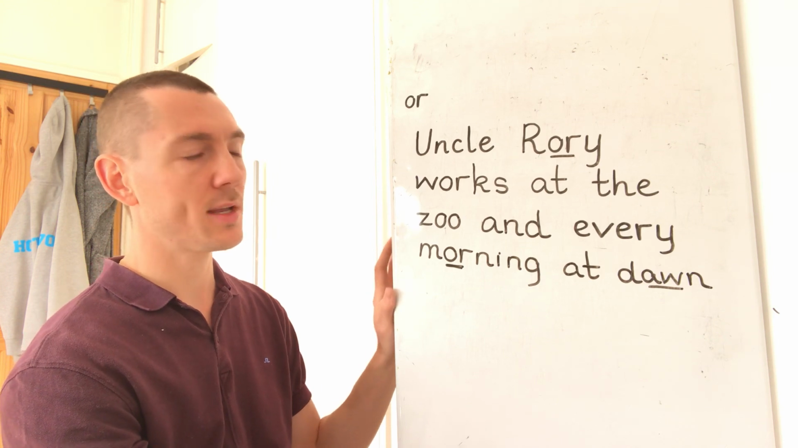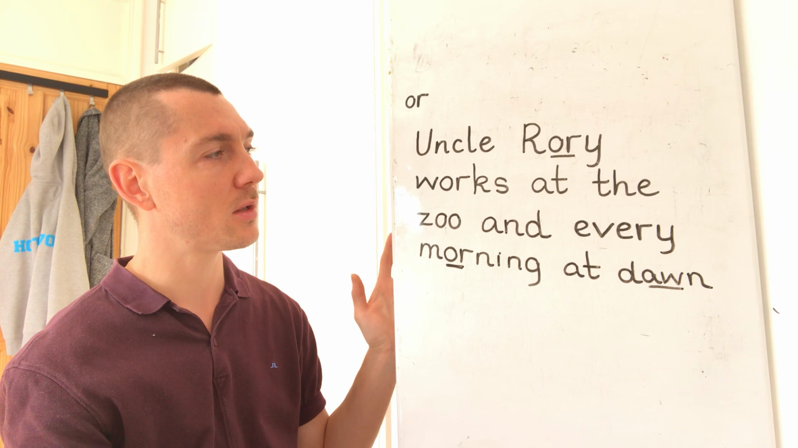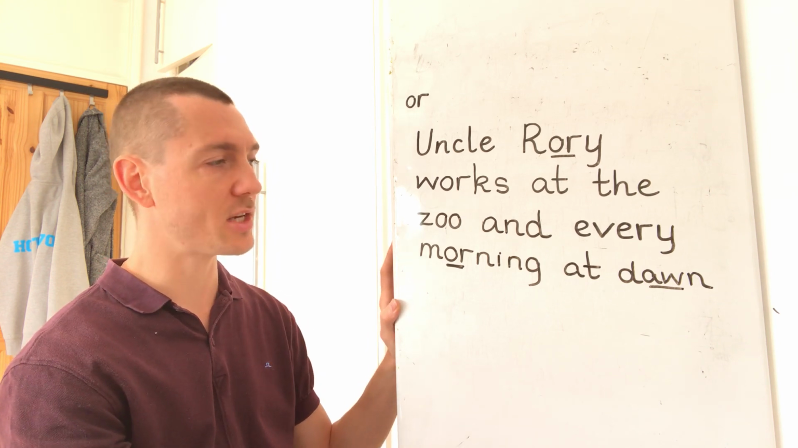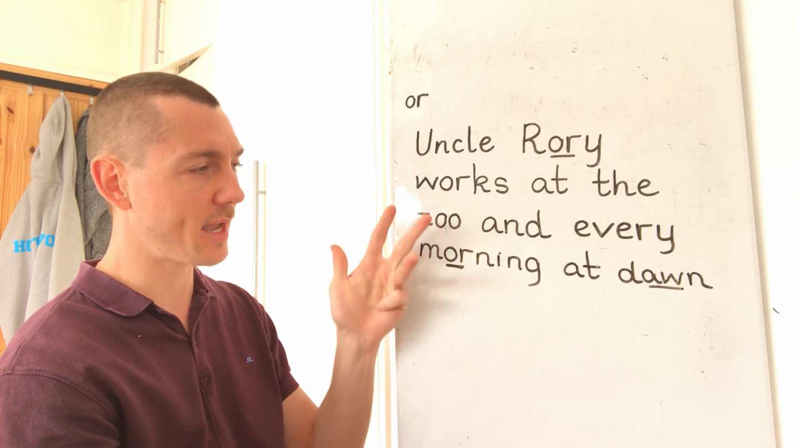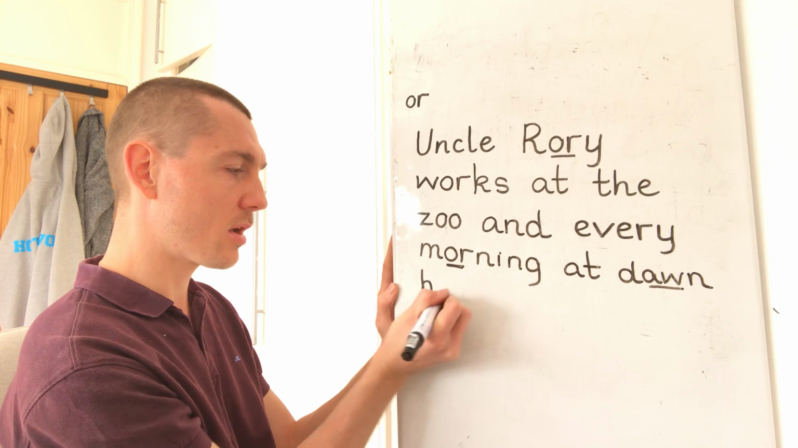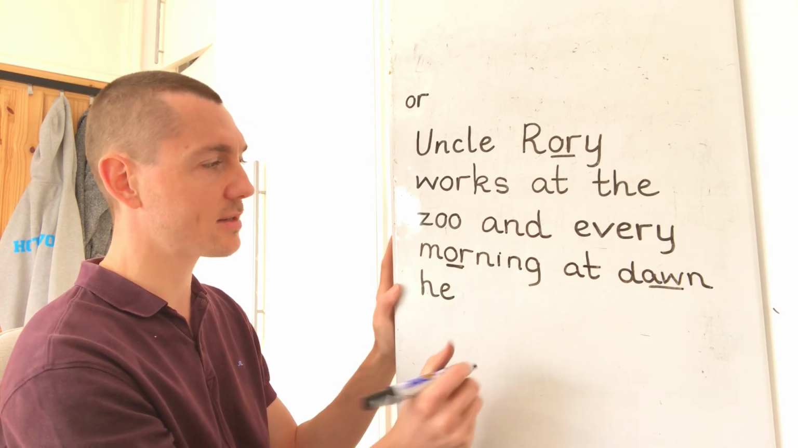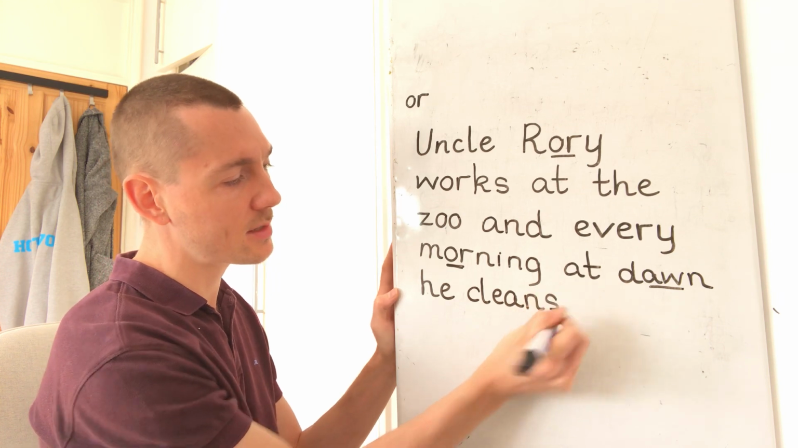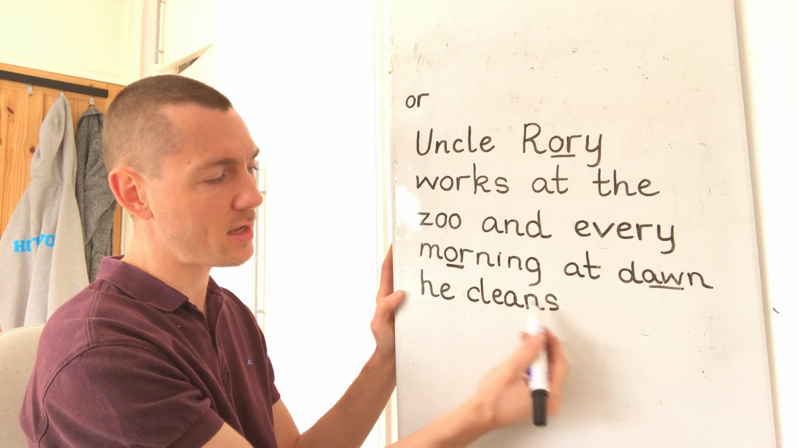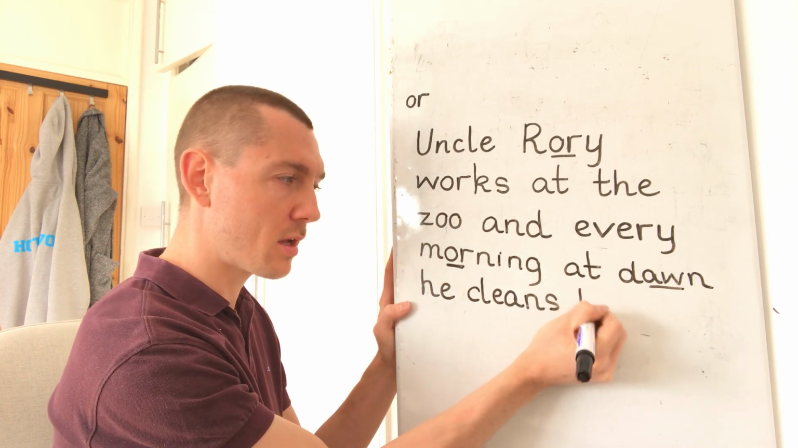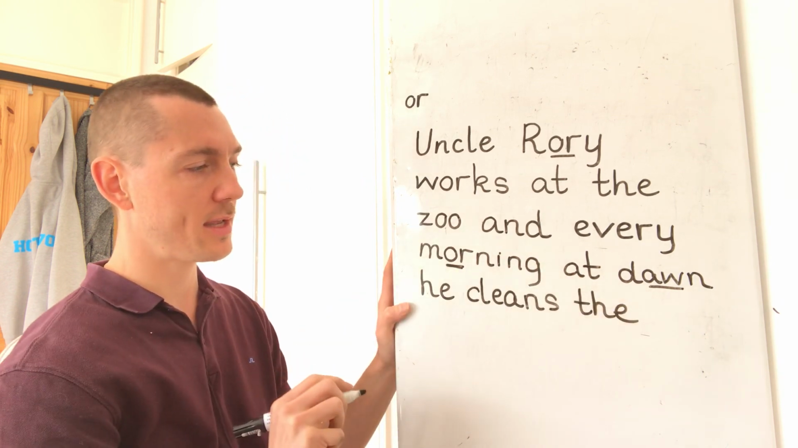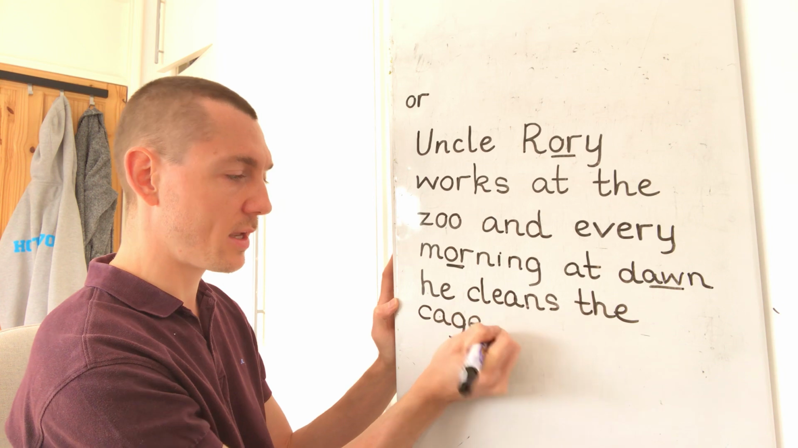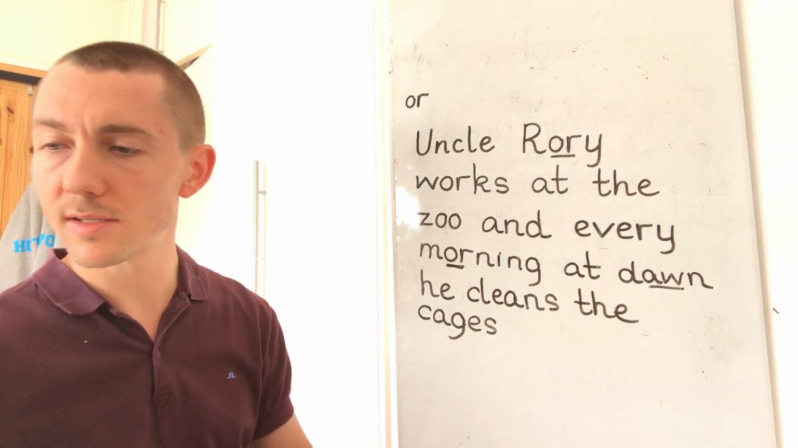Uncle Rory works at the zoo, and every morning at dawn, what does he do? Uncle Rory works at the zoo, and every morning at dawn, he cleans the cages. 4 words. He cleans the cages. And we say, he cleans. Z, with the S spelling of z that we've been working on earlier. He cleans the cages.